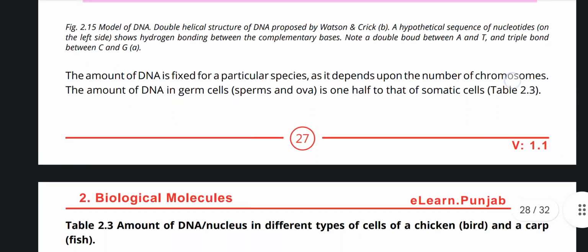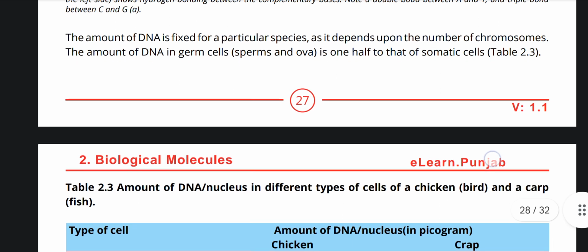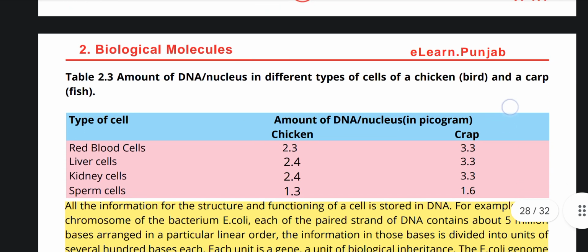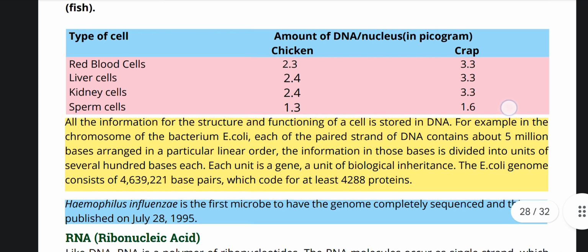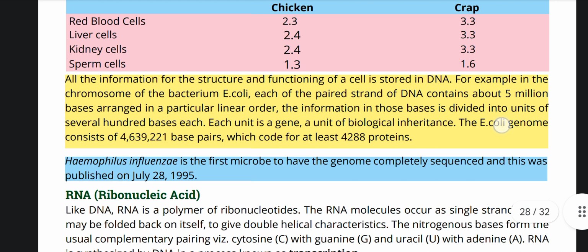The amount of DNA is fixed for a particular species as it depends upon the number of chromosomes. The amount of DNA in germ cells, sperm and ova, is one half of that of the somatic cells. Red blood cells have 2.3 in chicken and 3.3 in crab, liver cells 2.4, 3.3, kidney cells 2.4, 3.3, and sperm cells 1.3, 1.3. All the information for the structure and functioning of a cell is stored in DNA.